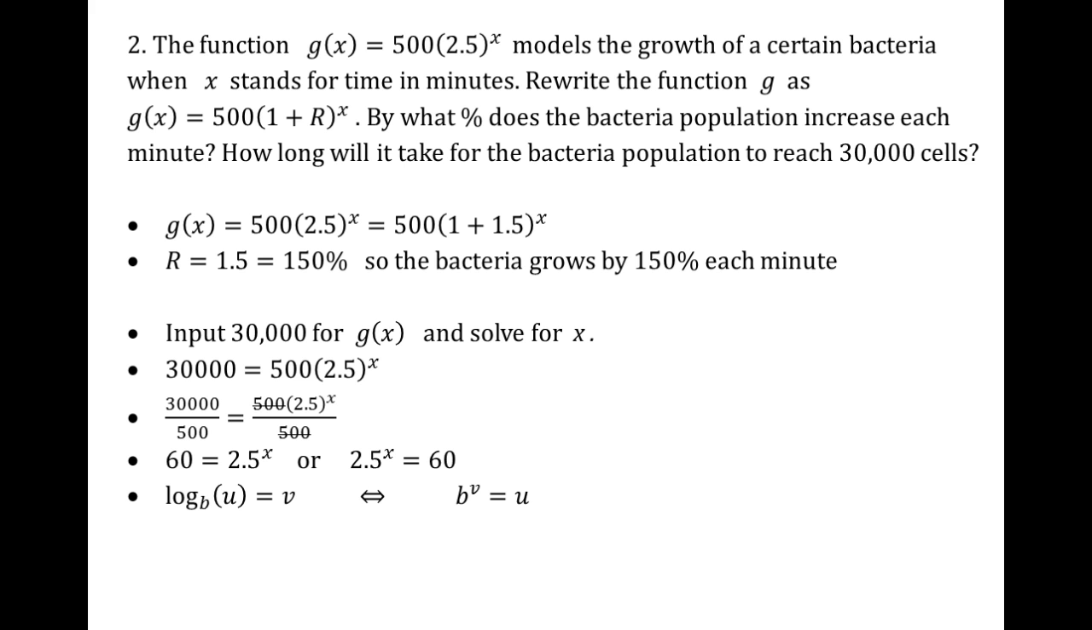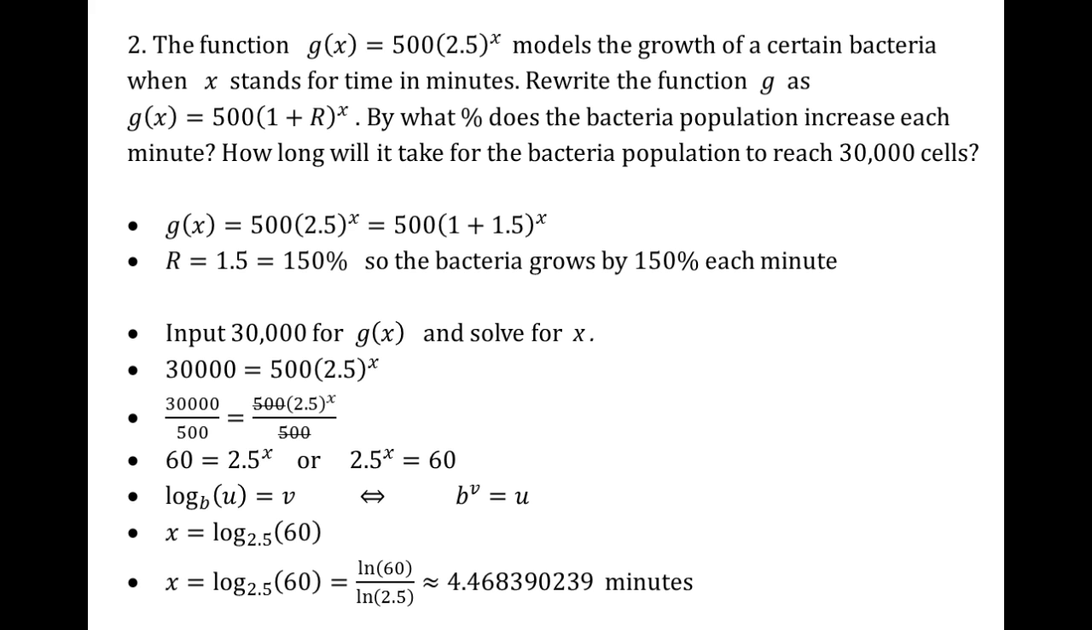Then we want to again convert from exponential to logarithmic form. So this is going to say that x is equal to log base 2.5 of 60. That's an exact answer for the question, but if you want to approximate this with a decimal, you're going to have to use the change of base formula. So we're going to say it's the natural log of 60 over the natural log of 2.5, and that gives us about 4.468, etc. minutes.